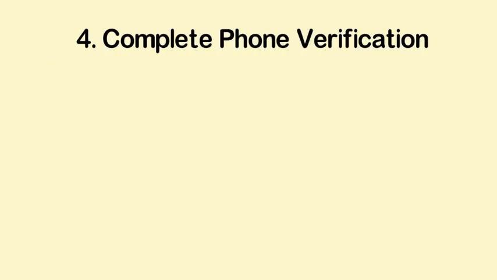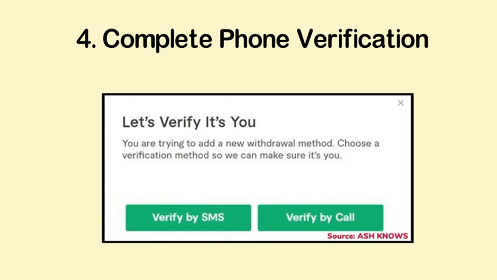Step 4. Fiverr will ask you for phone verification to make sure that an authorized source is requesting the payment. You can verify your identity on phone by SMS or call. Choose your desired method and complete the verification process.